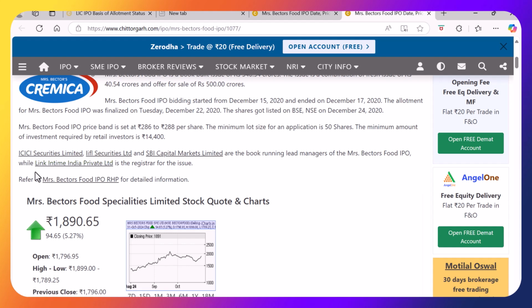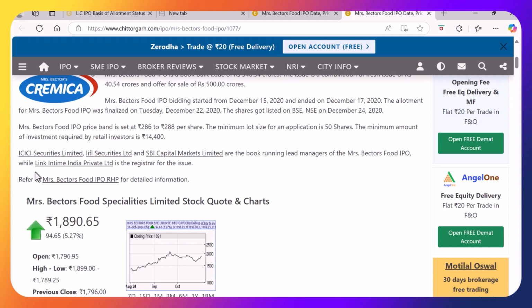ICICI Securities Limited, IIFL Securities Limited, and SBI Capital Market Limited are the book running lead managers of the Mrs. Bector Food IPO, while Link Intime India Private Limited is the registrar for the issue. So basically, who are the merchant bankers? ICICI Securities, IIFL Securities, SBI Capital Markets. They are the book running lead managers of Mrs. Bector's Food IPO. And who is the registrar? Link Intime India Private Limited.